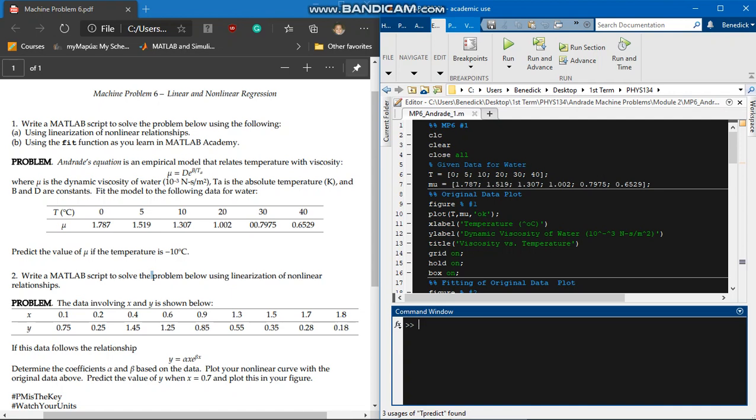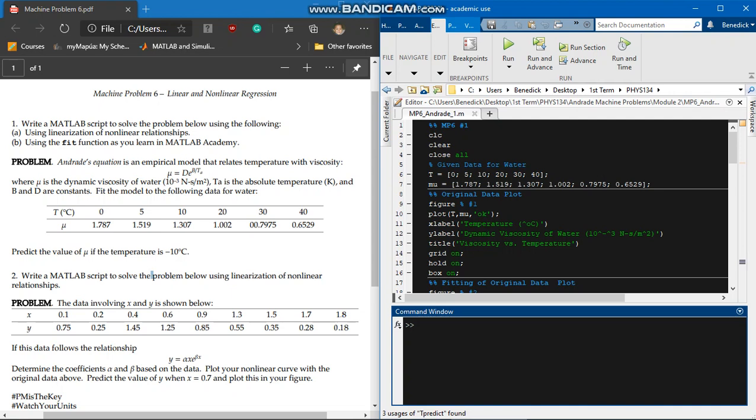So we are asked to predict the value of mu if the temperature is negative 10 degrees Celsius. We are asked to write a MATLAB script to solve the problem, first using linearization of nonlinear relationships, and second using the fit function as we learned in Math Academy.